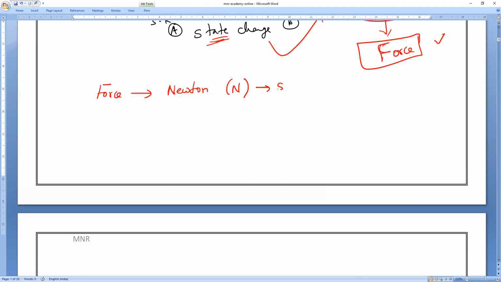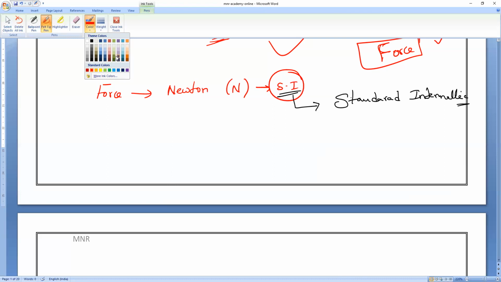Actually this is the SI unit. What do you mean by SI? Prados, I told you a thousand times. What do you mean by SI units? At least the full forms of CGS and SI units you have to know. Standard International. It means internationally accepted units. With these units, you can survive anywhere in this country, anywhere in this world. That is what an SI unit is.